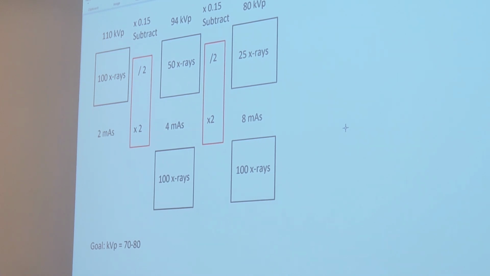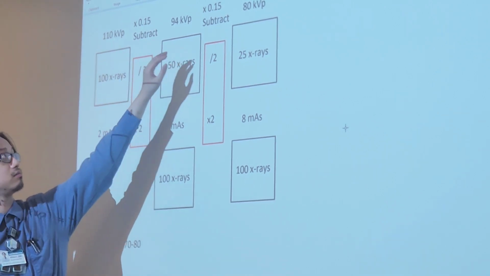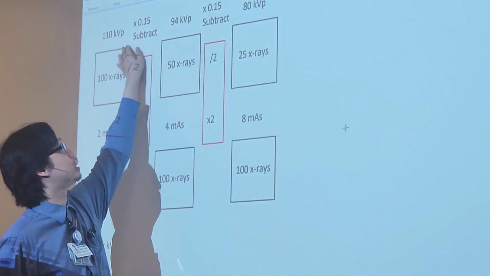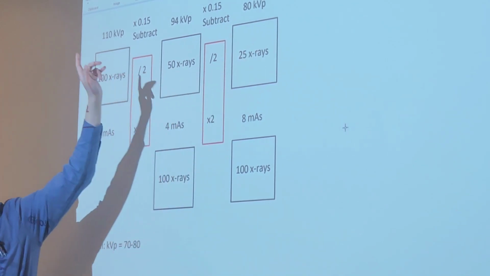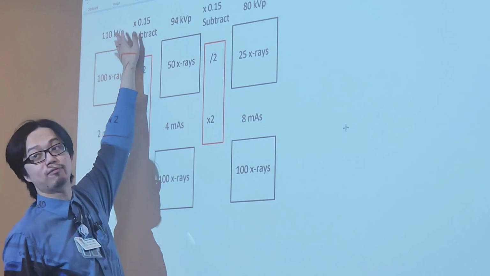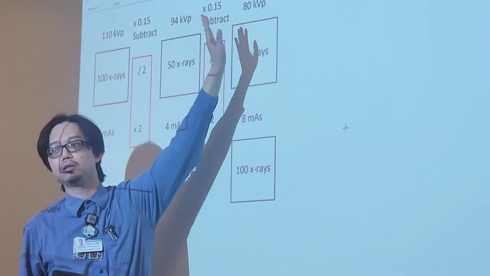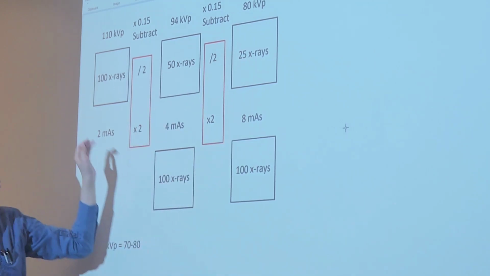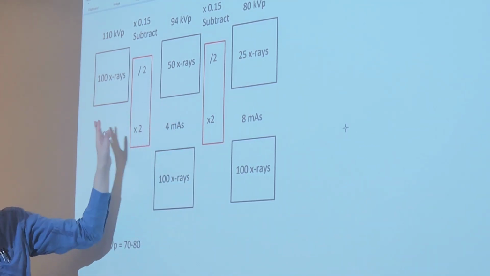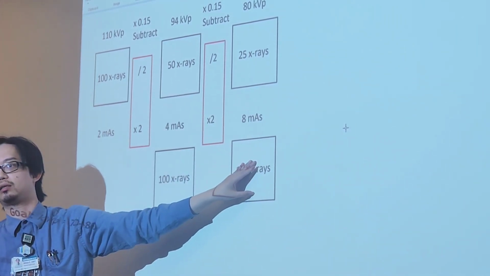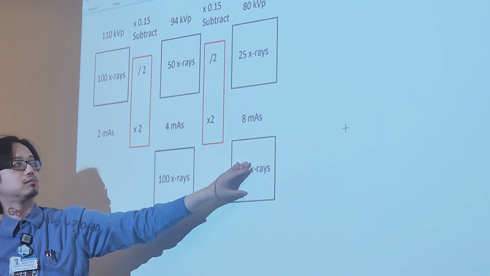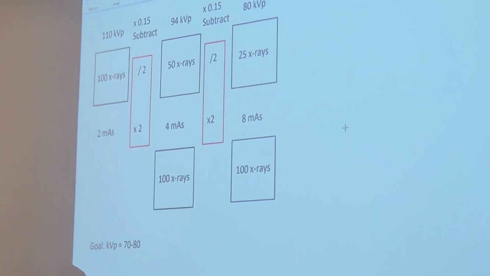So is the number accurately 25 or would it be 50 again? If you divide it by two twice, if you went just straight down to 80 kVp, you would have only 25 x-rays. So we went 15% down, 15% down. So this is how many x-rays we have. So we need to go one step of mass up, two steps of mass up to counter that. So it's 800.